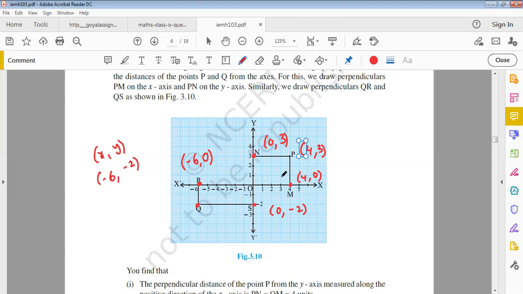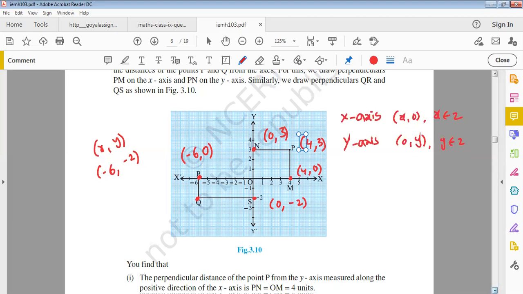See, what can we understand from here? A point that lies on the x-axis is of the form x, comma, 0. It may be plus or minus x, comma, 0. So x value can be anything. So x belongs to Z, I'm taking. And on the y-axis, I'll write it as 0, comma, y. So y belongs to Z, in the sense, integers. So x value can be positive or negative, and y value can also be positive or negative. So you can do anything.